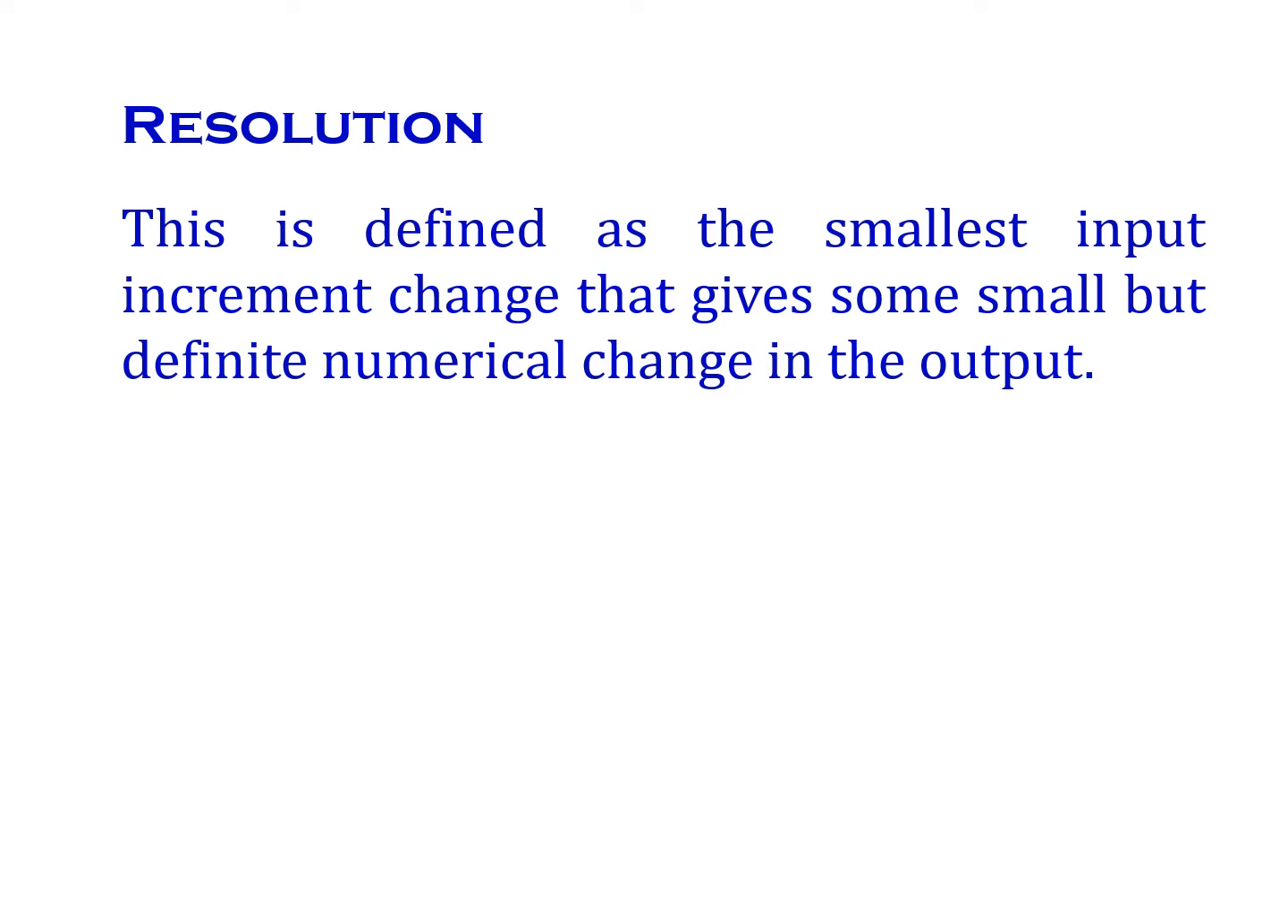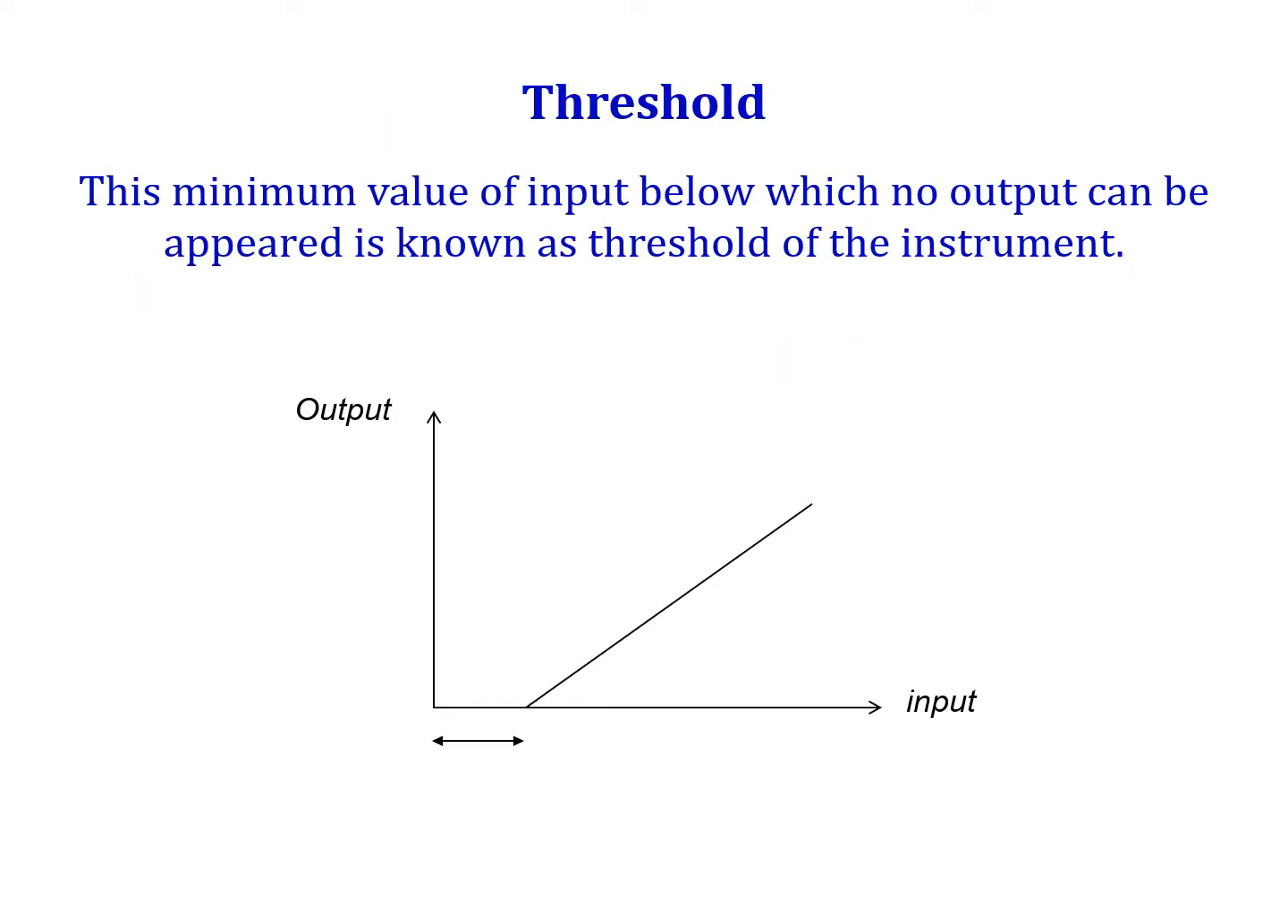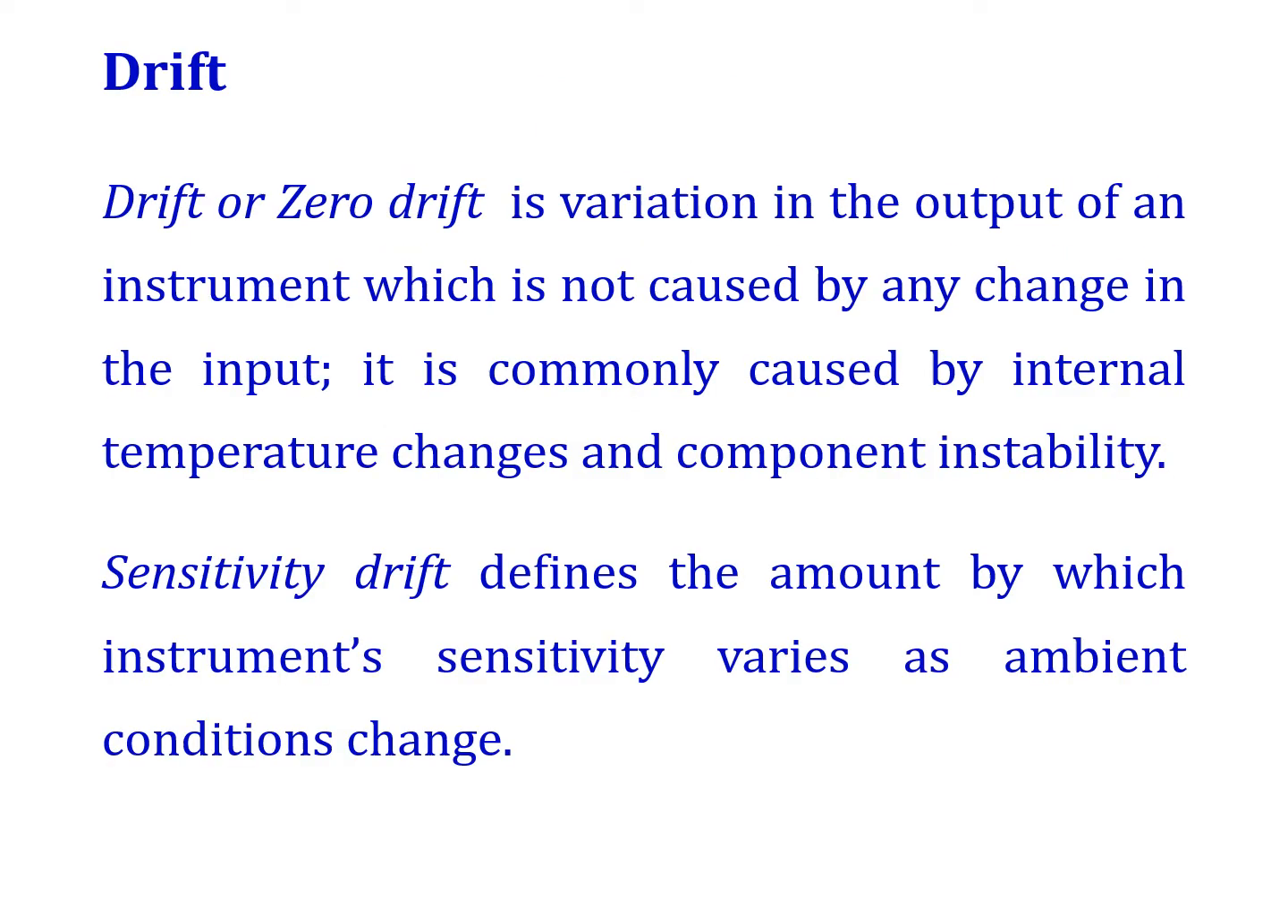The resolution is the smallest input increment change that gives a small but definite numerical change in the output. If you increase the input, there will be a change in output. That is called resolution. Threshold: this is the minimum value of input below which no output can appear. It is known as the threshold of the instrument. So we have to give some input, otherwise there will not be any output. A minimum input is required to have the output measurement.